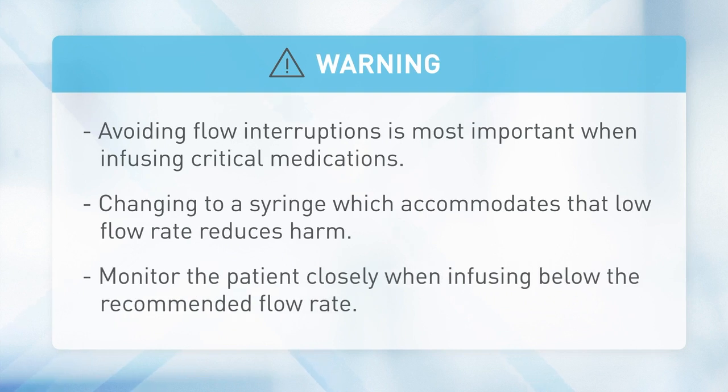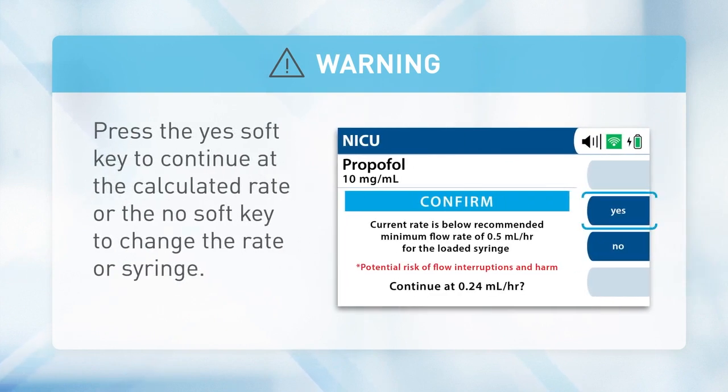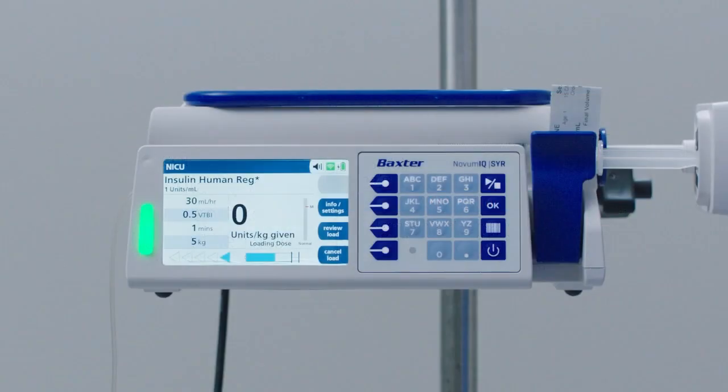Monitor the patient closely when infusing below the recommended flow rate. Press the Yes soft key to continue at the calculated rate or the No soft key to change the rate or syringe. At this screen, you have the following options. Press the Review Load soft key to review the amount given, or Cancel Load soft key to cancel the loading dose programming. The running bar is blue during loading dose.